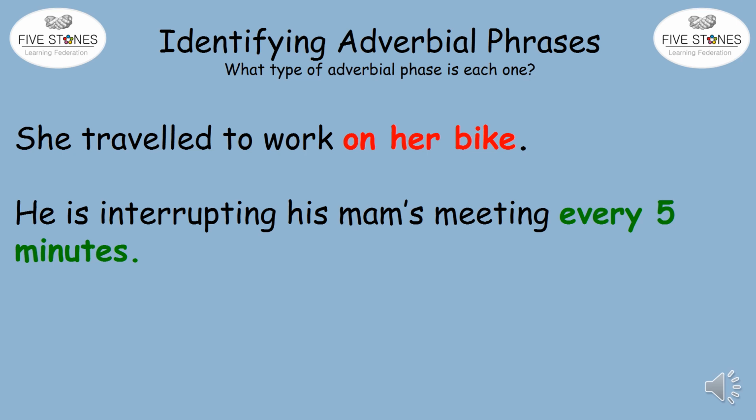He was interrupting his mum's meeting every 5 minutes. Does every 5 minutes tell you how, when, or where? Well, it tells you when, so it's telling you how often. So he is interrupting every 5 minutes.